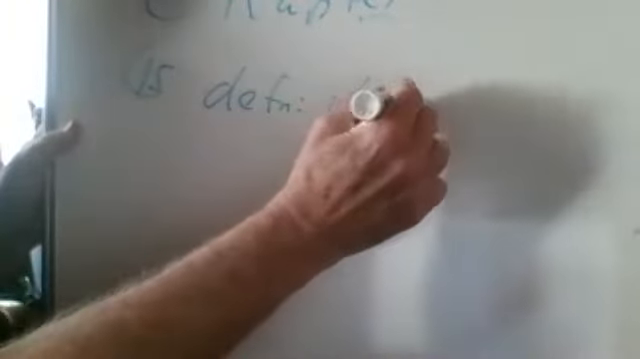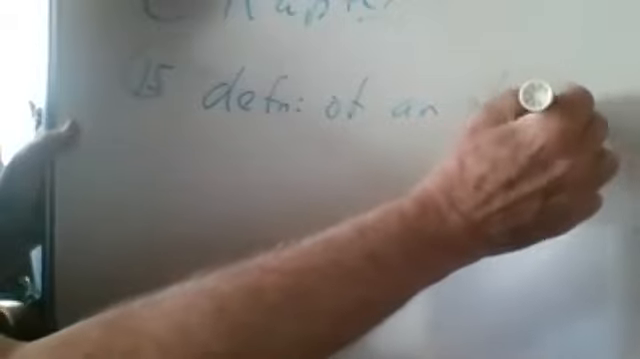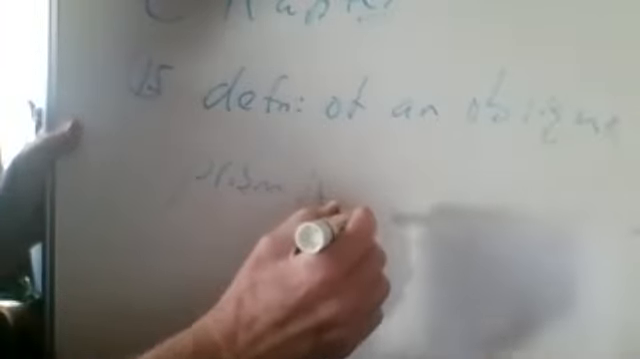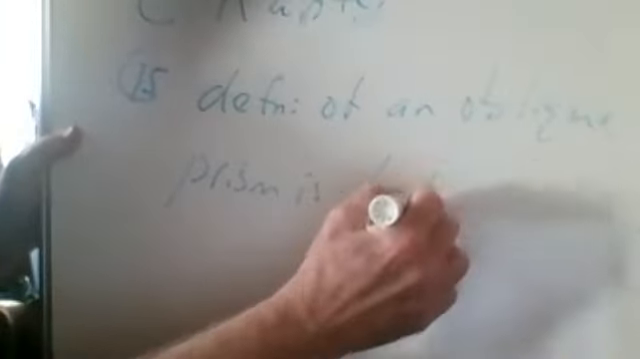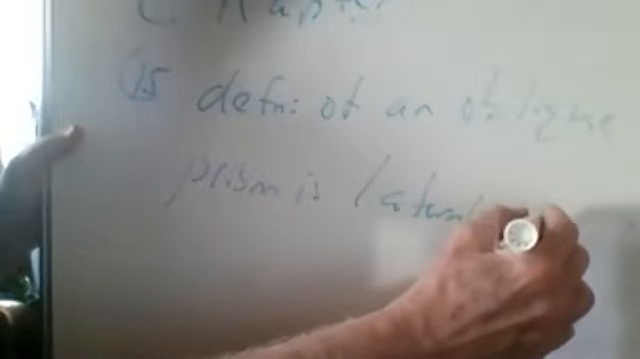All right, 15. Okay, the definition of an oblique, in this case, prism, is the lateral edge is not the altitude. And therefore, the answer has to be B, oblique.